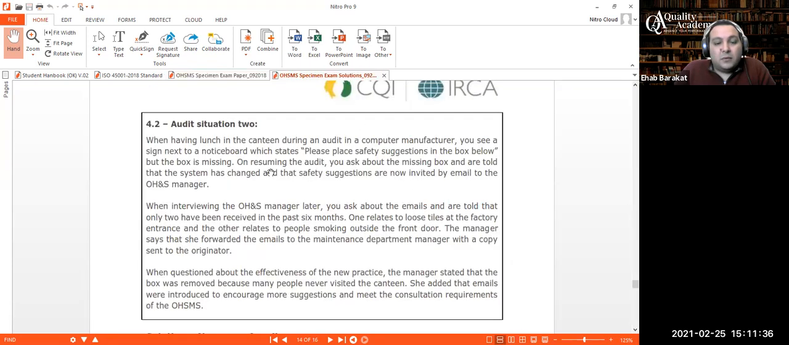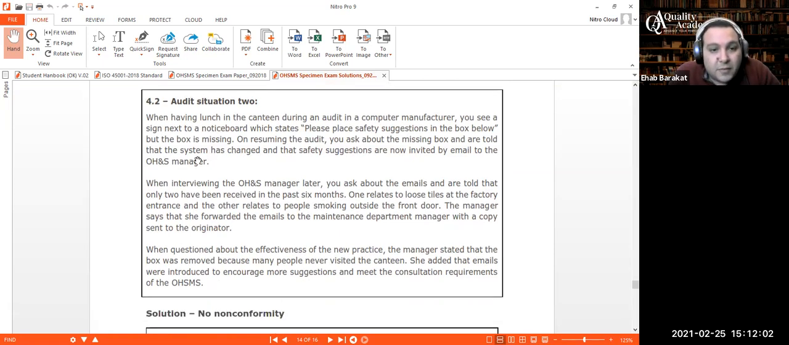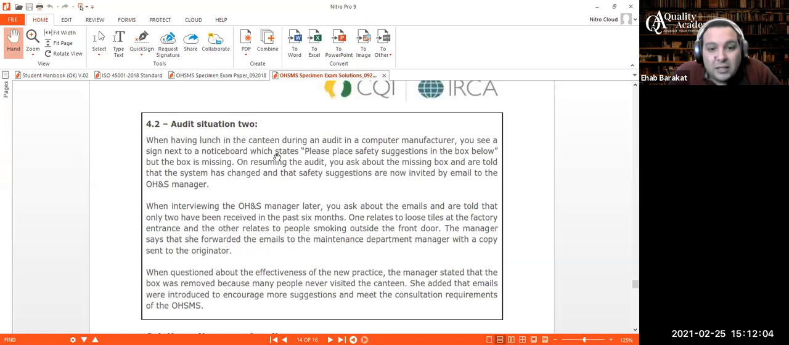For example, here it's mentioned in this scenario that the organization had a complaint box before. So they decided not to use this complaint box, and they took it from its place and replaced it by another way. For example, let's check it. When having lunch in a canteen during your audit in a computer manufacturer, you see a sign next to the notice board which stated that please place safety suggestion in box below, but the box is missing. There is no box.